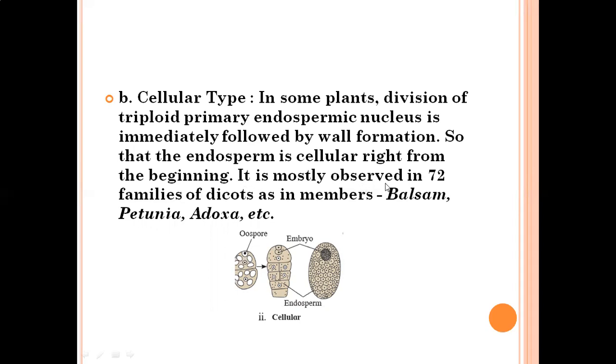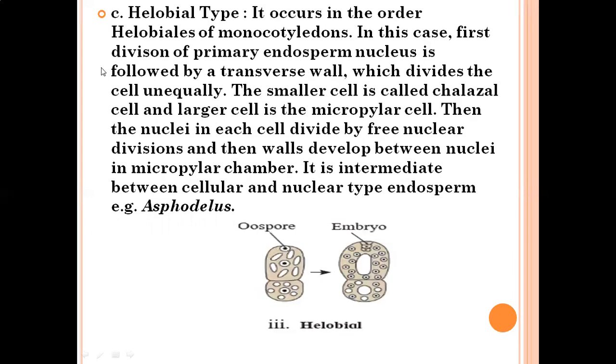It is mostly observed in 72 families of dicot members. For example, balsam, petunia, and others are the plants in which there is the cellular type of endosperm like this. Here the embryo is present over here, and this is the endosperm, the nutritive tissue.